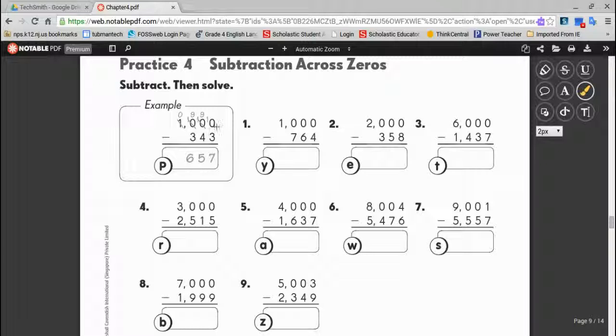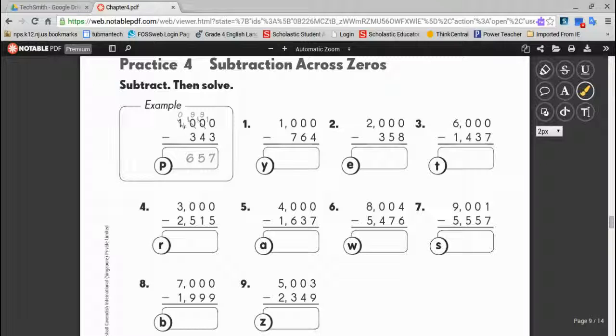So if you look at our ones place, we have 0 minus 3. Now, I can't do 0 minus 3 because 0 is smaller than 3, so I need to regroup. Well, I can't regroup from my tens place because it's also 0, so I move on to my hundreds place. Can't regroup from my hundreds place, so then I look at my thousands place. And now this is when I need to regroup.